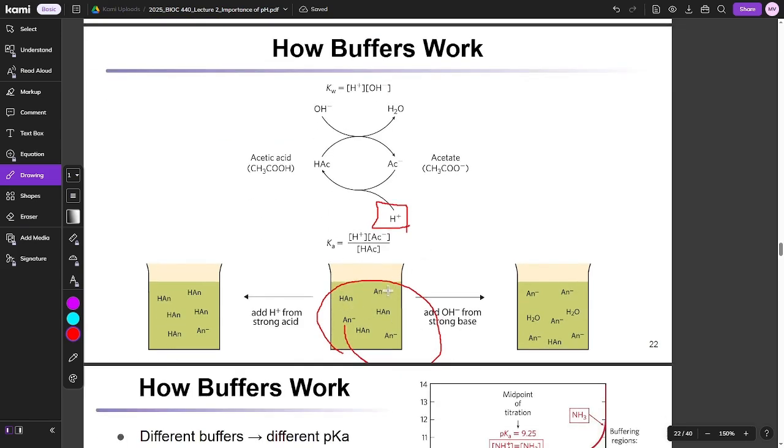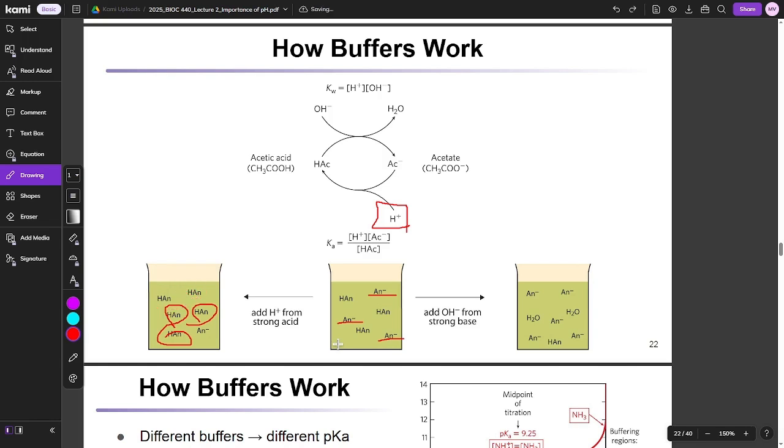What's going to happen is the basic forms will soak up the protons, and basically you'll just get more of the protonated form of the compound you put in. But because acetic acid is a weak acid, the pH will not decrease by that much. Hopefully that makes sense.